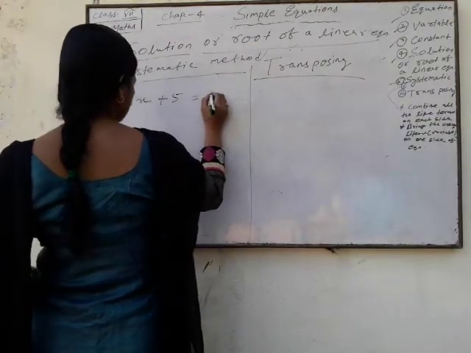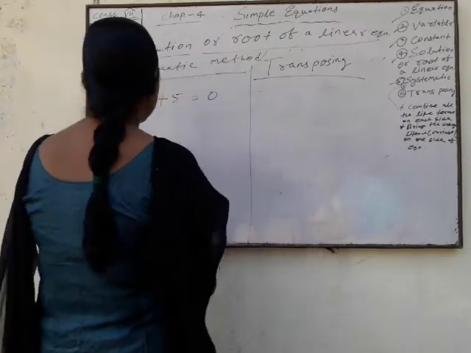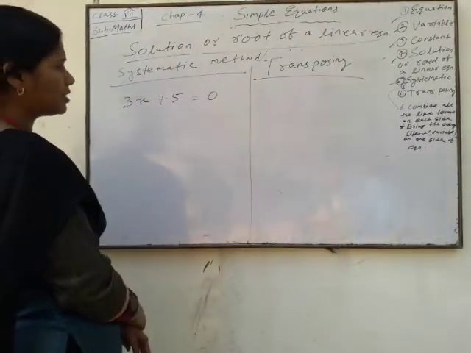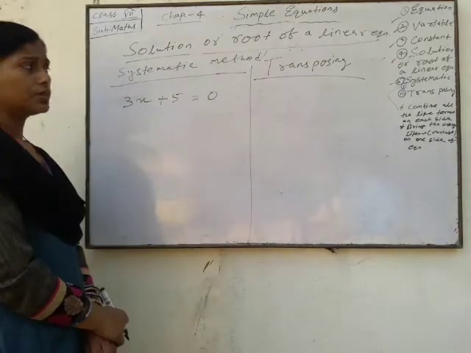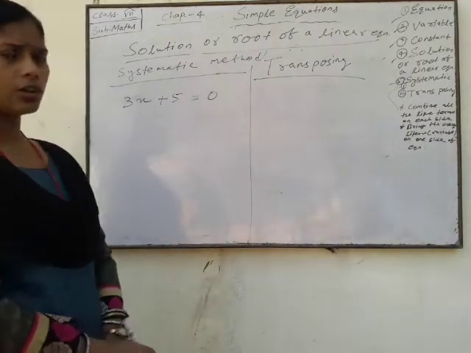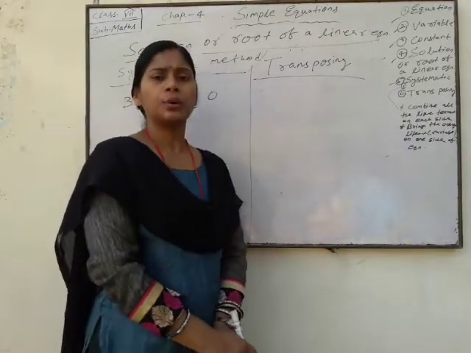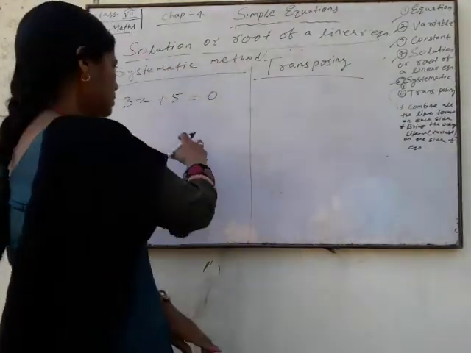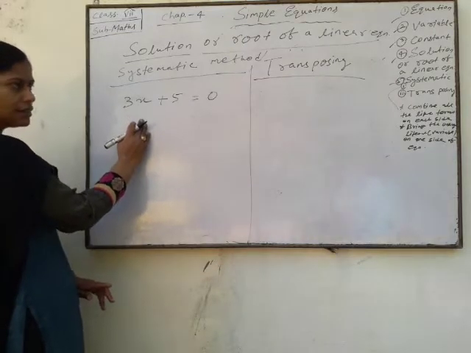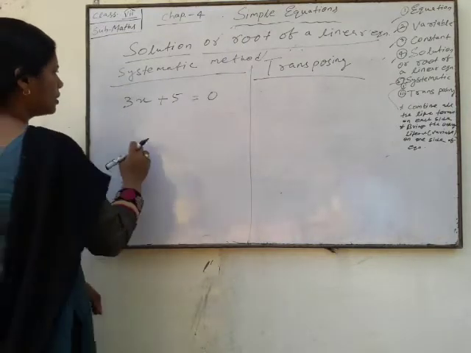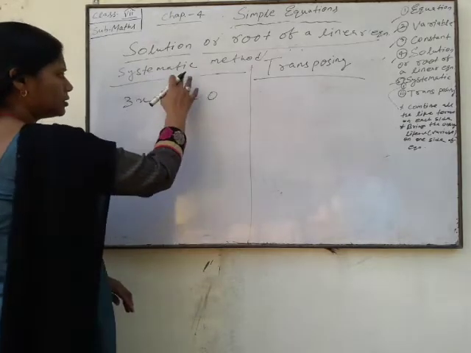Suppose one equation is 3x plus 5 is equal to 0. This is an equation. Now solve the equation. It means find the solution or root of the equation. It means find the value of x. That is your solution. By the systematic method, how can we solve?